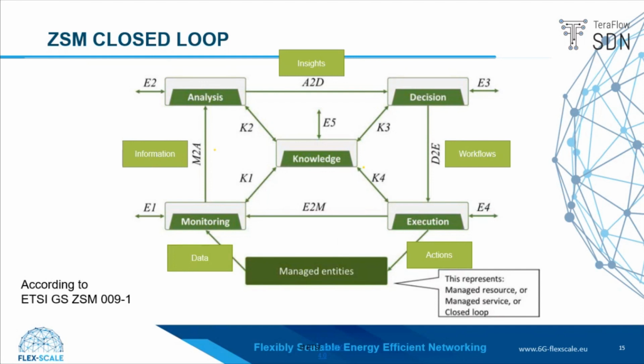Basically, we have the monitoring that is responsible for collecting the data. Then we perform an analysis of this data, and based on this analysis, we can generate some insights. Then we have a decision model, an intelligence model, that is responsible for taking the decisions based on the insights provided by the analytics model. And finally, we have the execution, control, and orchestration, which is responsible for the actual deployment of the reconfiguration of the service based on the decisions that have been taken. So this is the well-known closed loop we define in ZSM.